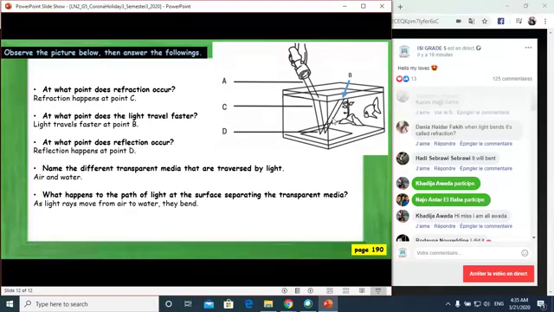As light rays move from the air to the water they bend. So at point C and point B we have refraction. Light bending.